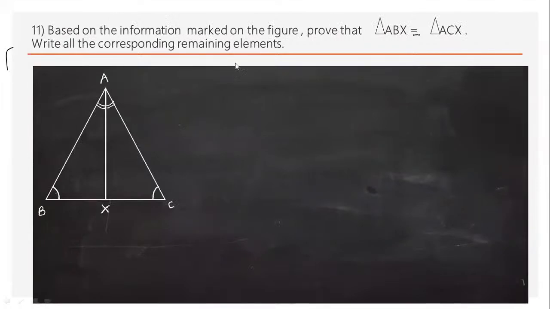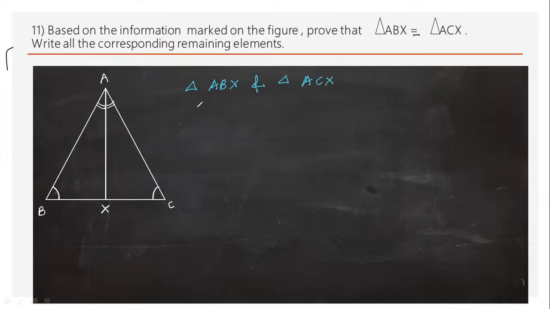Based on the information marked on the figure, prove that triangle ABX congruent to triangle ACX. Write all the corresponding remaining elements. So what are the corresponding remaining elements? After showing the congruency, you have to write it here. Right? Then in triangle ABX and triangle ACX.